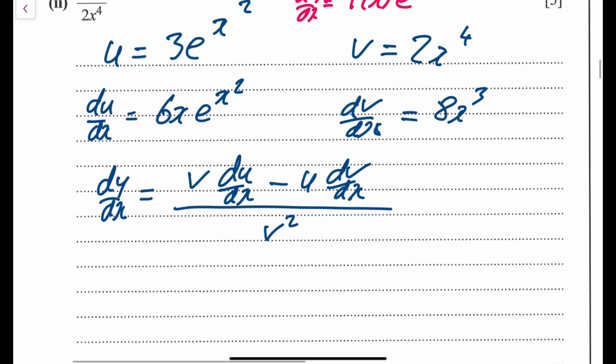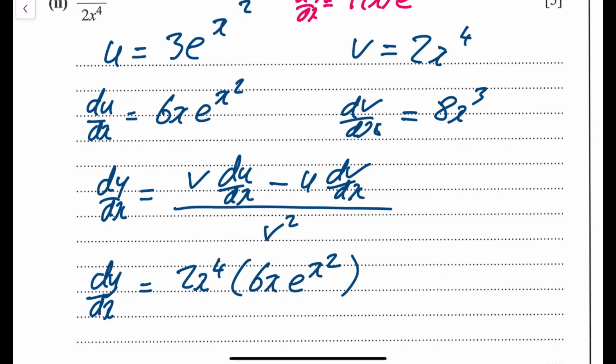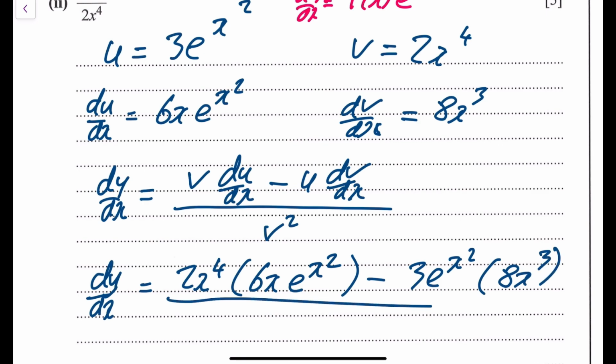So we've got everything, have we? Let's see if I can get this squeezed down the page here so that we can see this. So my v was 2x to the 4 times my du, which is 6x e to the x squared, minus my u, which is 3e to the x squared, times my dv, which is 8x cubed, all over v squared. Square the 2, you're going to get 4. Square the x to the 4, you'll get x to the 8.